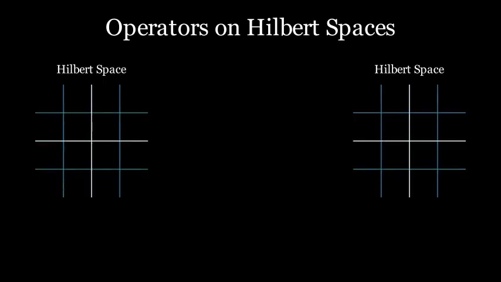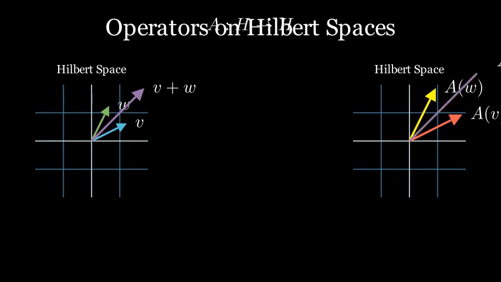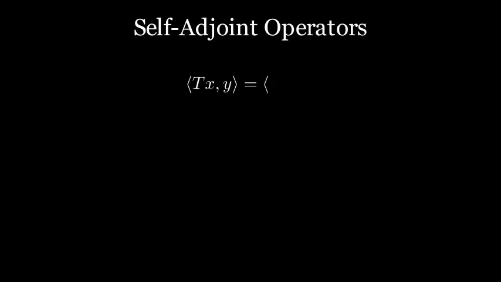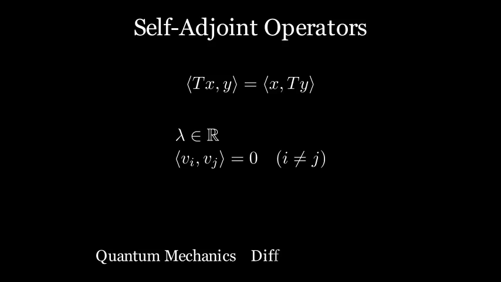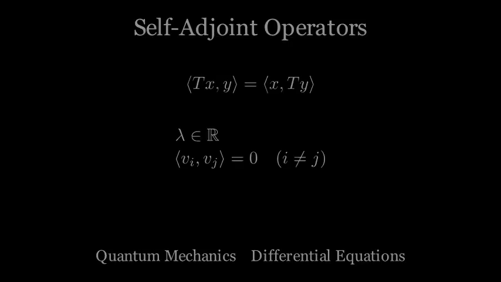interval. Operators on Hilbert spaces are functions that take elements from the space and map them to other elements within the same space. These operators can be linear, which means they maintain the properties of vector addition and scalar multiplication. An important class of operators is the self-adjoint operators, which satisfy the condition that the inner product of T applied to x and y is equal to the inner product of x and T applied to y for all vectors x and y in the space. These operators have real eigenvalues and eigenvectors that are orthogonal to each other, making them crucial in quantum mechanics and differential equations.